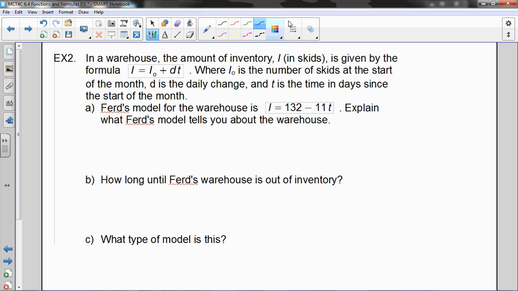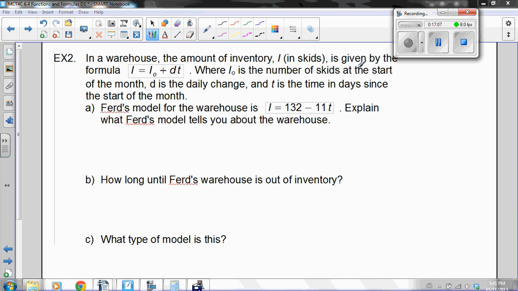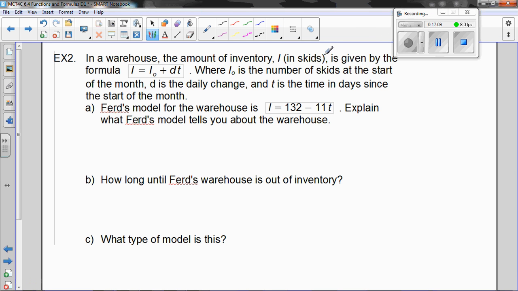Example 2. In a warehouse, how are we doing for time? That's the last example. I'm going to pound through anyway. It feels like we're getting a little bit long. Yeah, we're getting a little bit long. Sorry about that. But this will be a quick one.